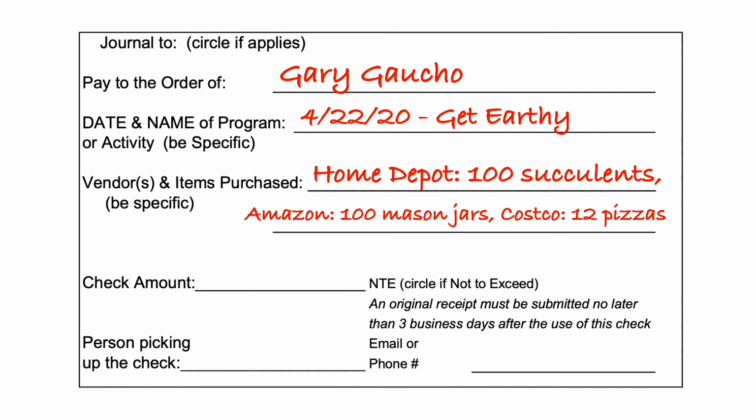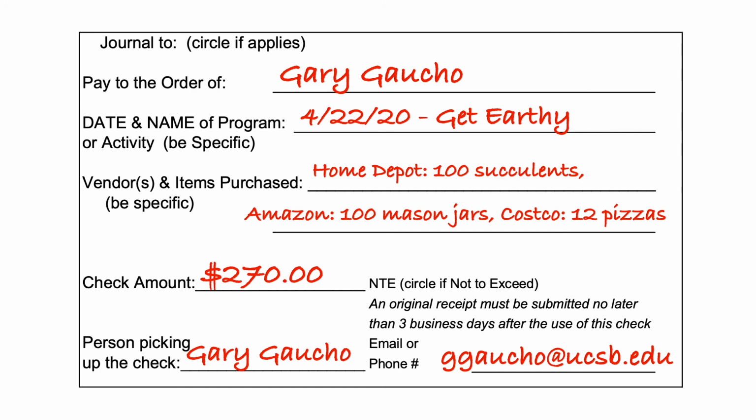We'll include as many vendors and items purchased as we can. Here it is pretty straightforward. We purchased 100 succulents from Home Depot, 100 mason jars from Amazon, and 12 pizzas from Costco. Our check amount will be $270. This is the total cost of all our receipts added up.